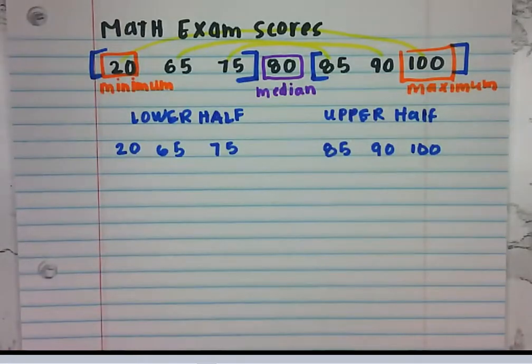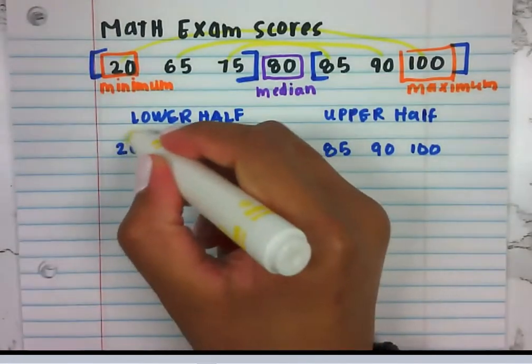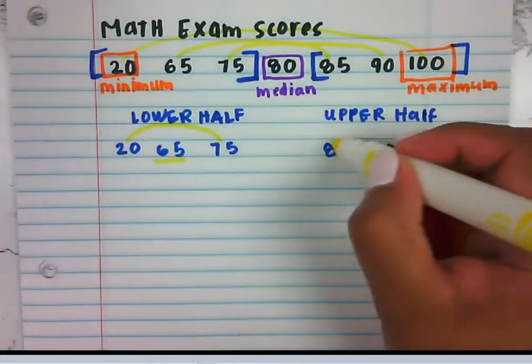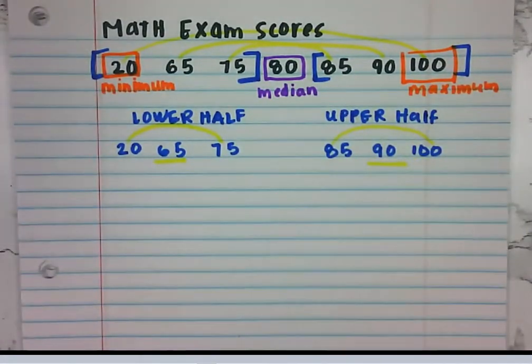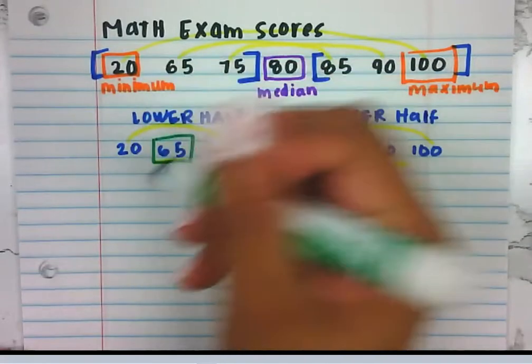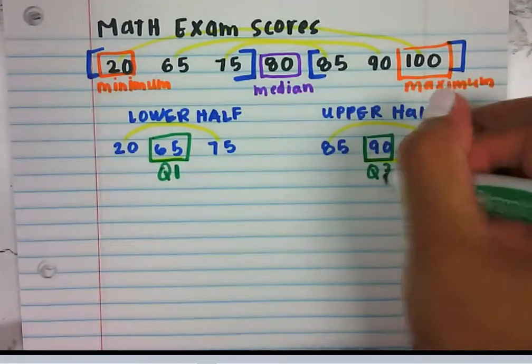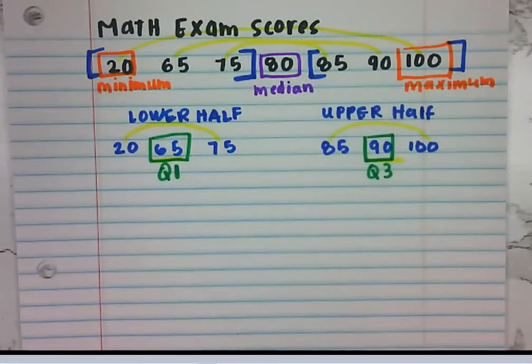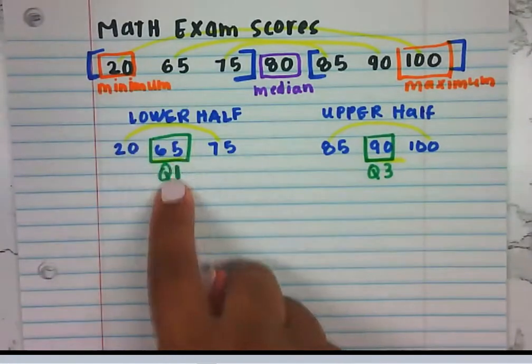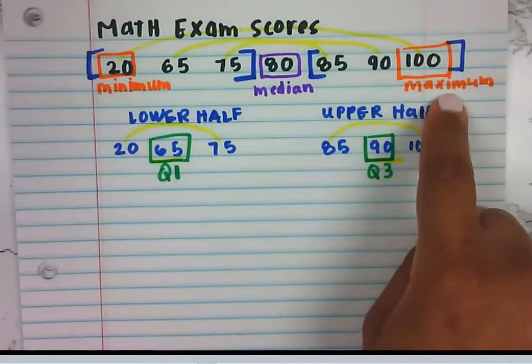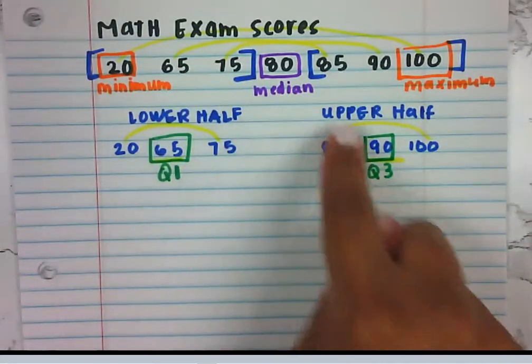Okay, so now let's find the middle of those two. Middle of the lower half, 65. Middle of the upper half, 90. So our quartile 1, 65. Quartile 3, 90. All right. So now let's go ahead. We have all 5 things that we need. Minimum, quartile 1, median, quartile 3, maximum. We have our 5 number summary.